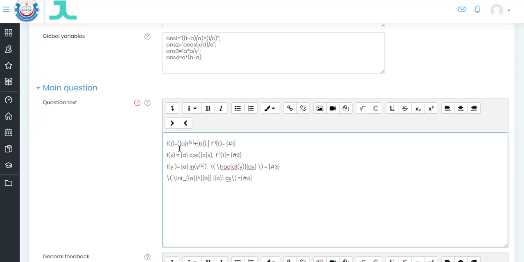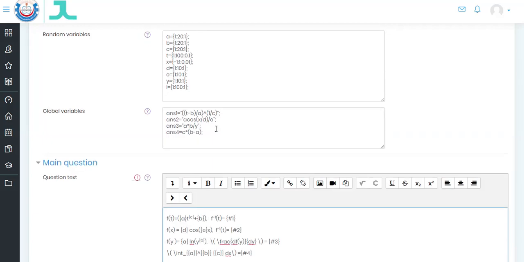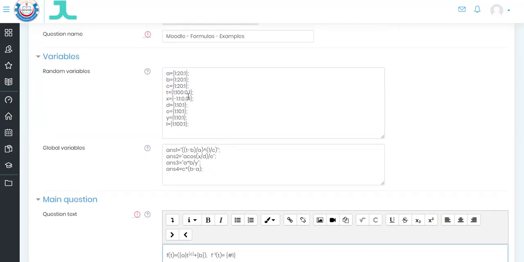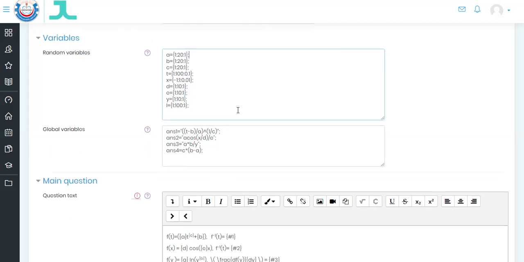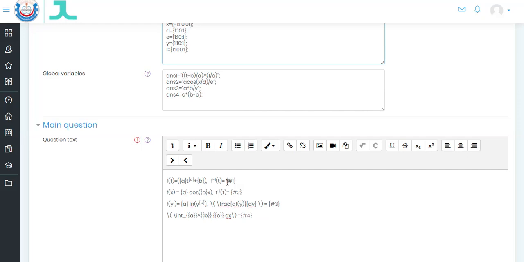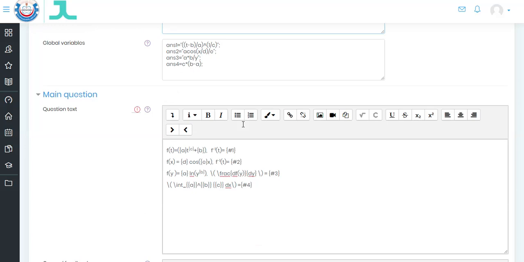Now I need to define a, b, and c, and you can see here in the variables, random variables, a from 100 to 20 with a step of 1, and the same for b, and the same for c. You can choose other values and other steps depending on your specialization and your requirements. Now the answer, and t also, I have defined t, you can see.